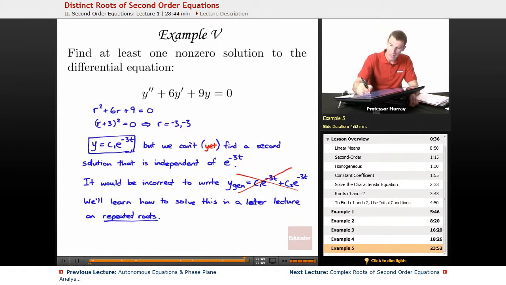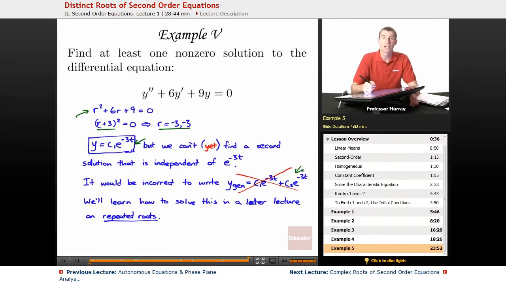So just to recap here, we started out with the characteristic equation where we converted it into a polynomial in r with exponents instead of derivatives. We factored it down just like the others. We found the roots. And then the new wrinkle in this example was that both the roots were the same. So we were able to form one solution, c1 e to the negative 3t, but we can't find a second independent solution, so we can't tack on a c2 e to the negative 3t because that would just be a copy of the first solution. So in order to find a second solution, we're going to have to come back and study this in more detail in our later lecture on repeated roots.